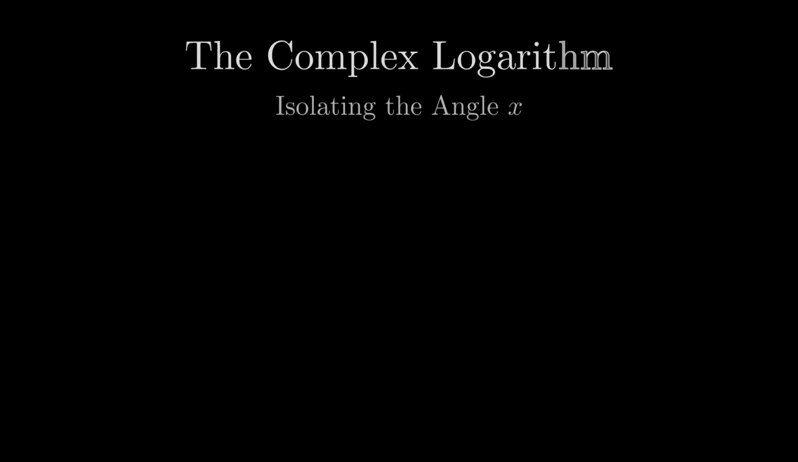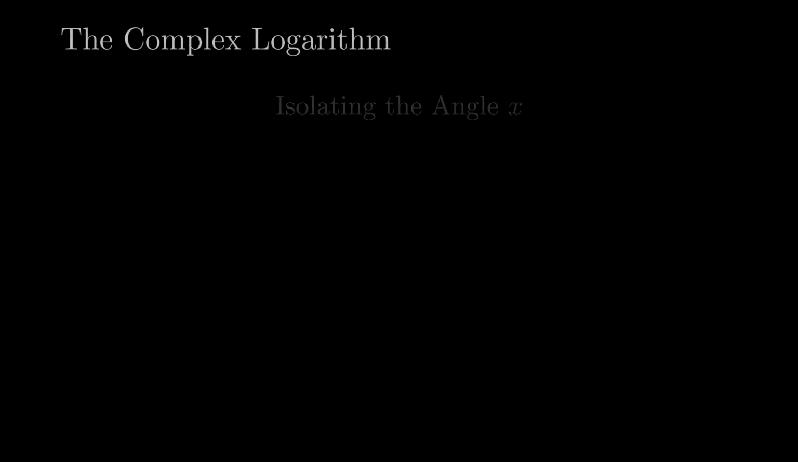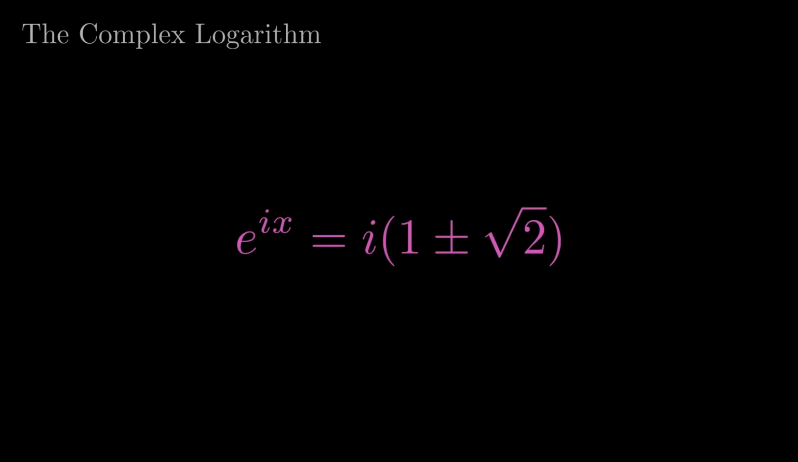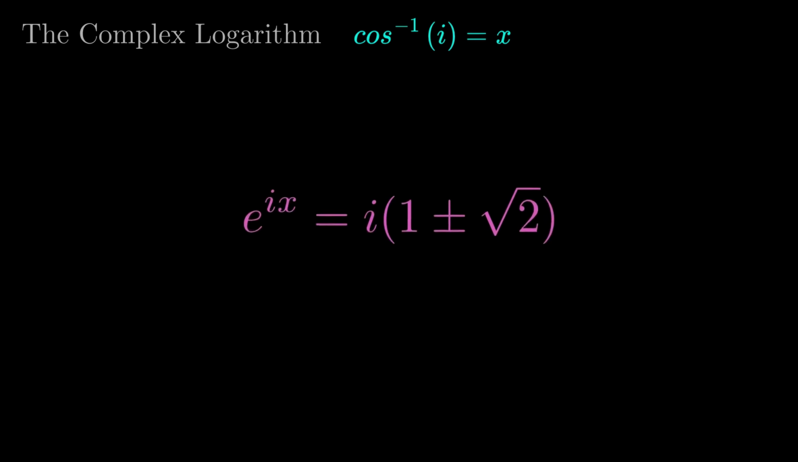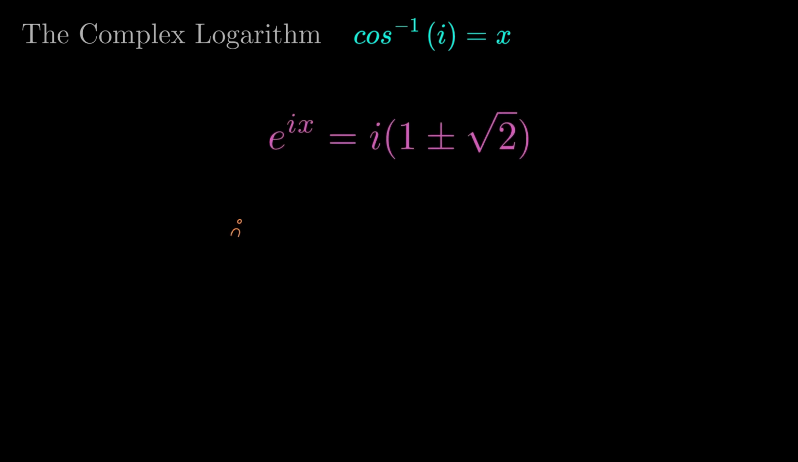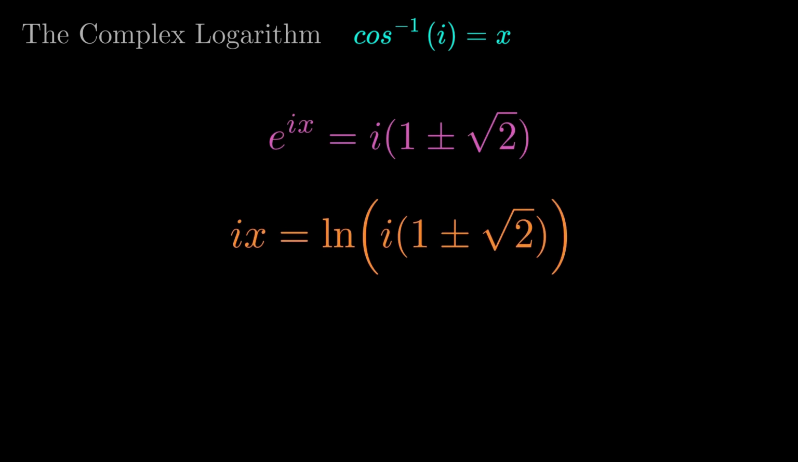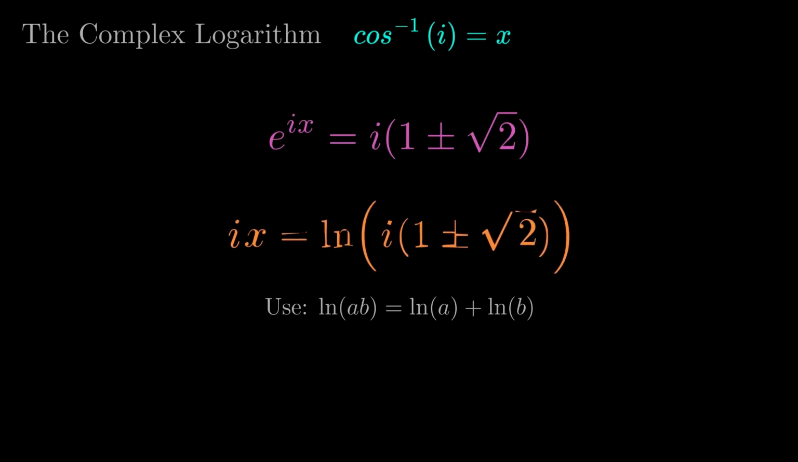Euler turns our quadratic into an angle. We ended with e to the ix equals i times 1 plus or minus square root of 2. Now take the natural log of both sides. ix equals ln of i times 1 plus or minus square root of 2. Split the log using the product rule. ix equals ln of i plus ln of 1 plus or minus square root of 2.